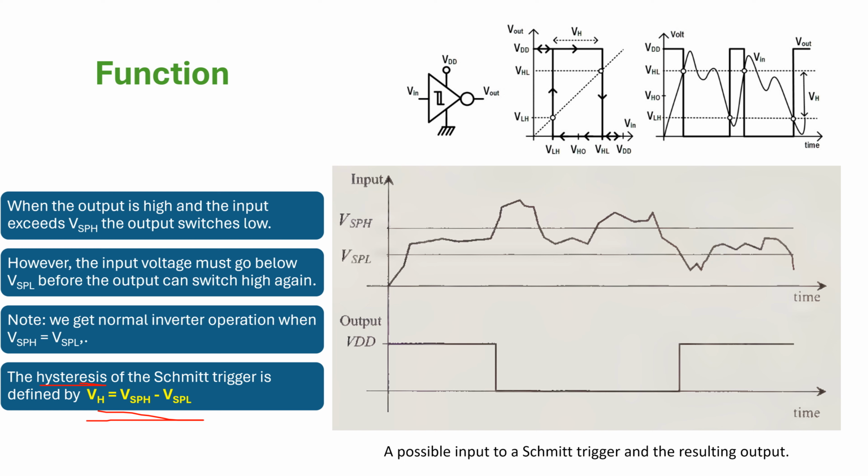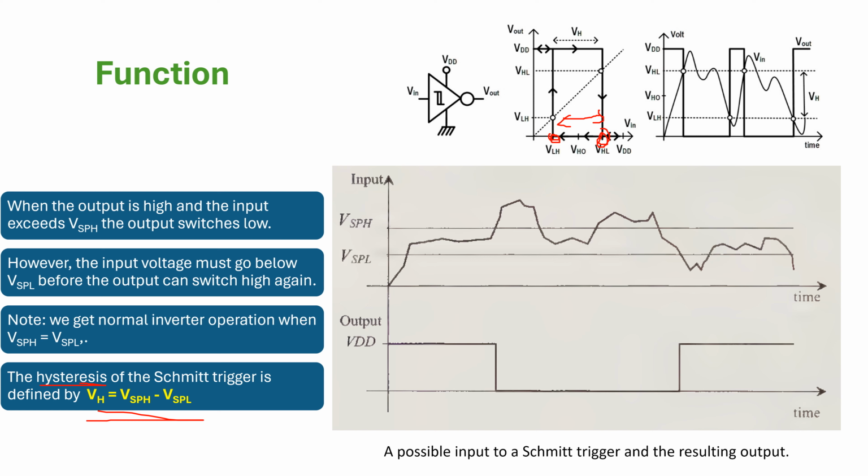So in this case, this is my VSPH, the high switching point. This is my low switching point, VSPL. The difference, if you take it, is the hysteresis of the Schmitt trigger.